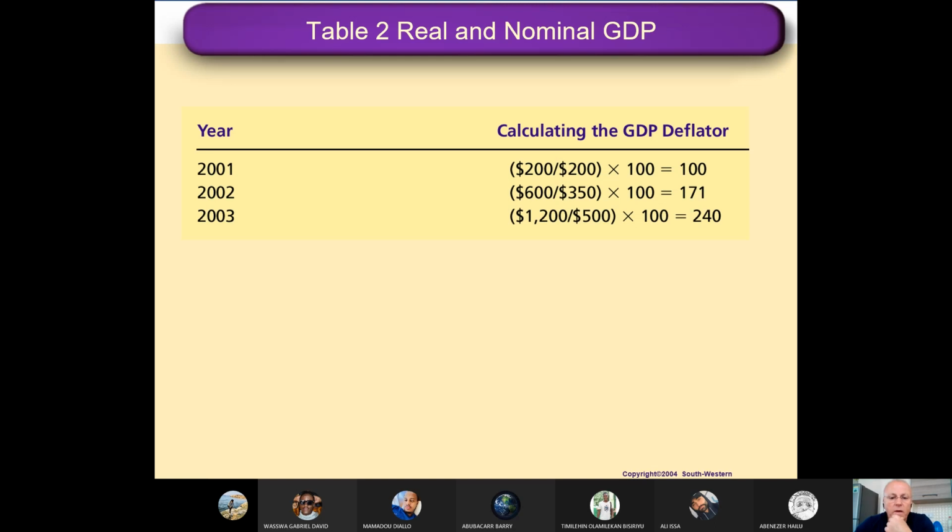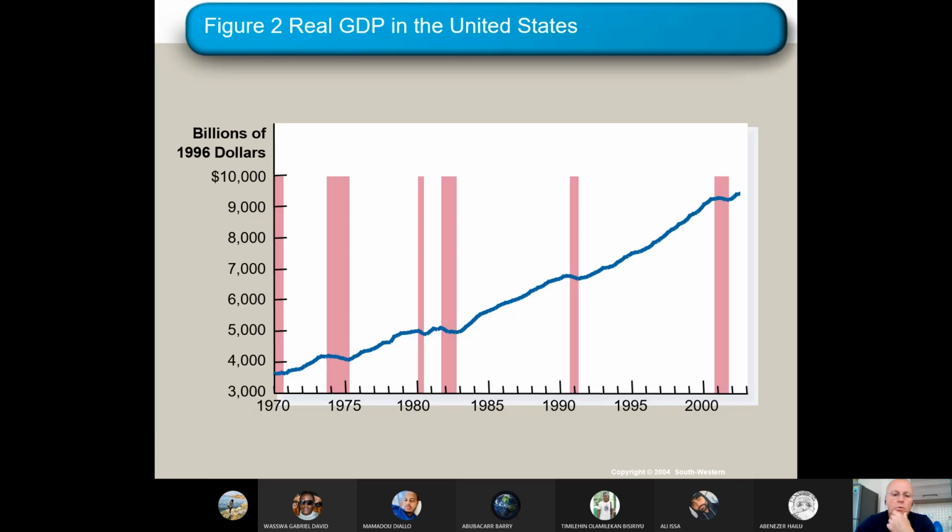Okay, calculating the GDP deflator here. Now we are going from nominal to real GDP. 200 to 200 is 100. 600 to 350, as you are observing, is 171, and 1200 will be divided by 500. We are dividing nominal by real GDP. Then we are getting 240 as a GDP deflator, which gives you the real numbers for the economic development or progress. You got it? As you see, it is lesser than the expected values from the nominal values. Therefore, this is very good to know for calculating and estimating the real economic contribution to the economy.